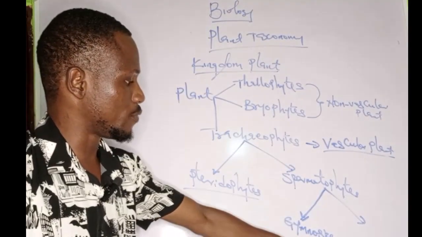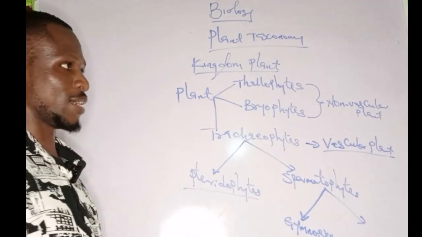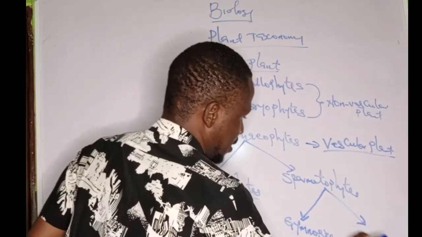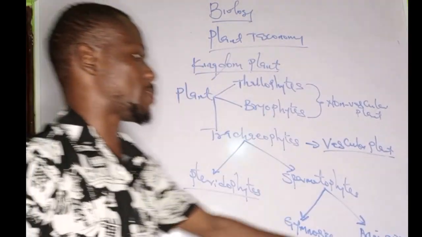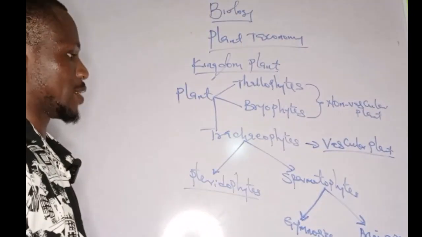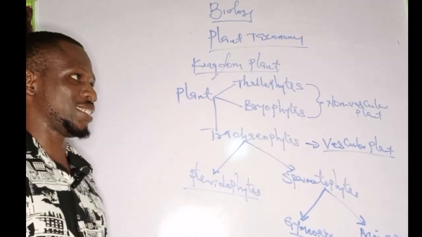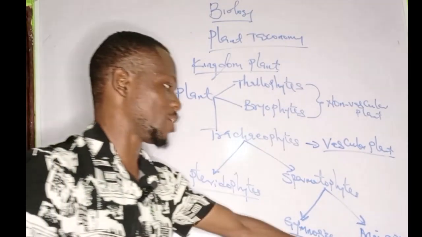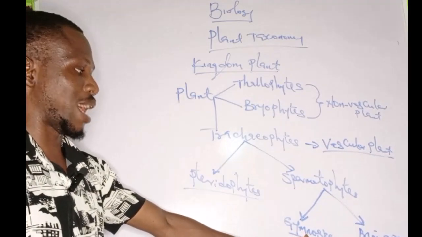The spermatophytes are further divided into 2. They later evolved into the gymnosperms. The full name of this is gymnospermatophyta. The next one is angiosperm. Angiosperm is called angiospermatophyta. Gymnosperms do not produce seeds and fruits like angiosperms because they do not have flowers.